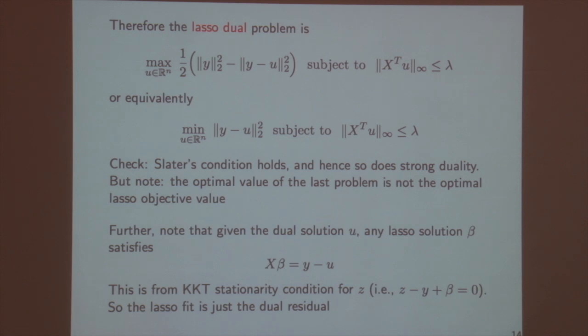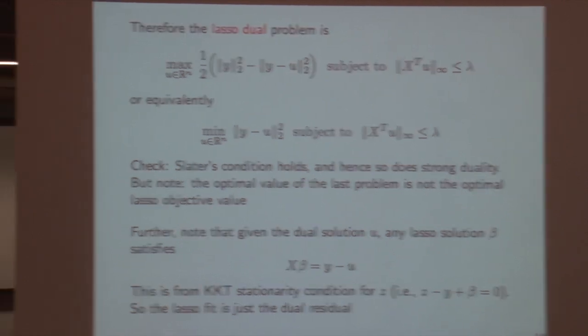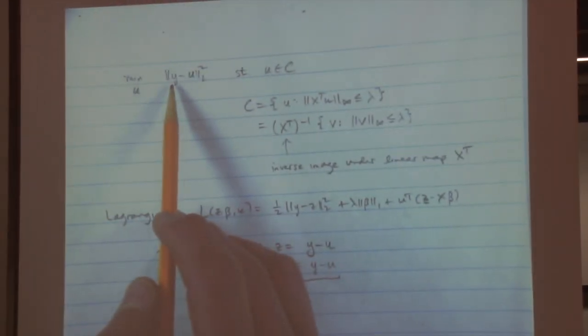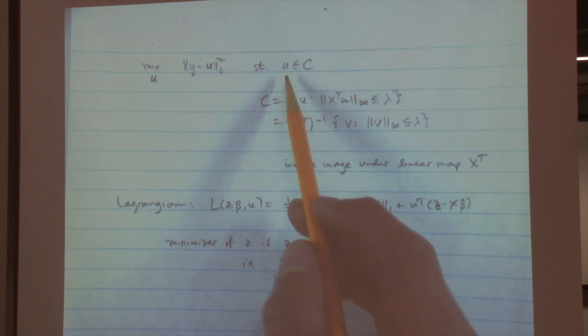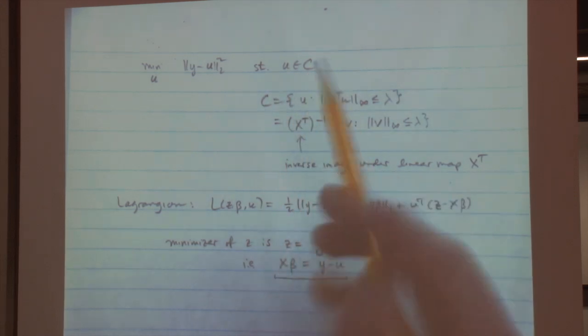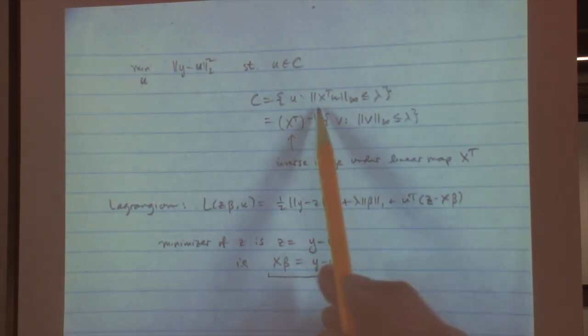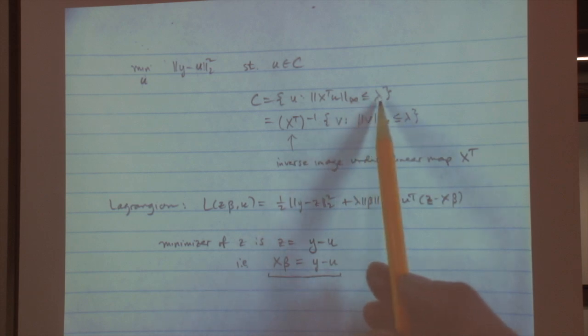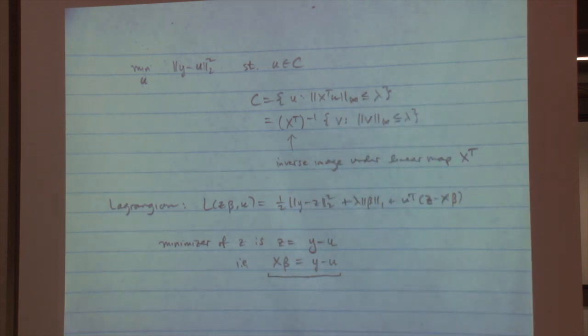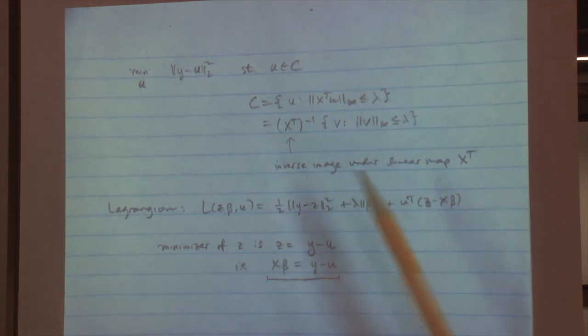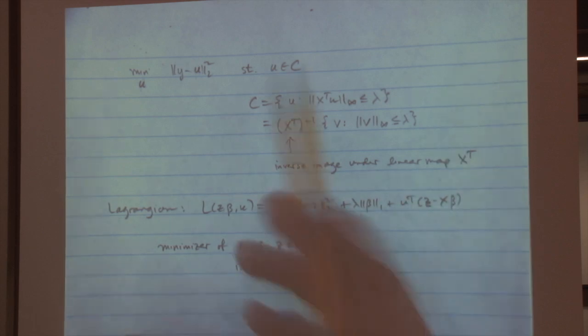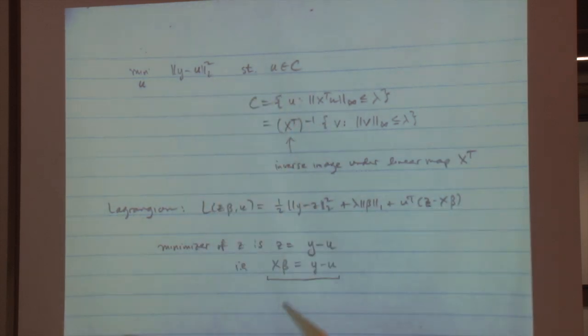Let's take a look at the dual problem here. I've just rewritten it as minimize the norm of y minus u squared, subject to u being in some set C, and C is the set of all u for which the infinity norm of x transpose u is less than or equal to lambda. Just rewritten it, nothing fancy there. Forget about this next line for now. What is the solution to this problem?